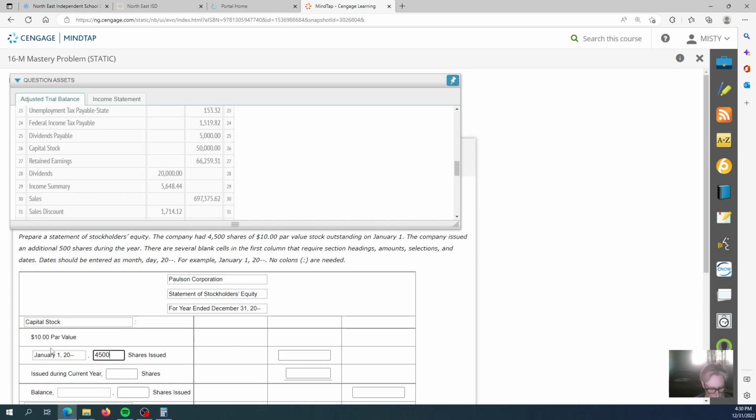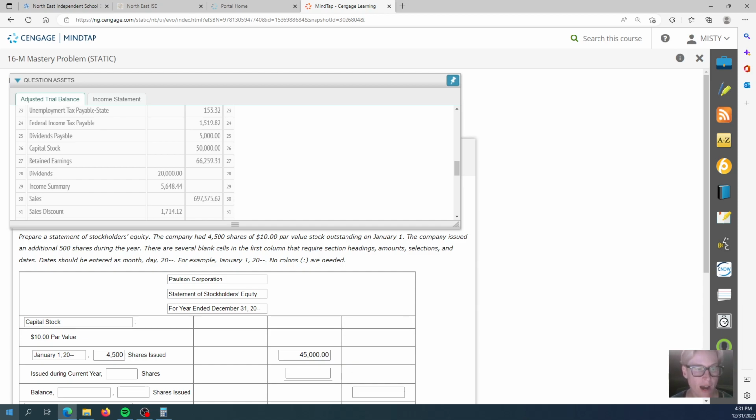And how many shares issued? 4,500. All right. Now, what is the value of that? We have 4,500 shares. They're each worth $10 a piece. So that's going to give us 45,000, right? For the value. Okay. That is the book value. That is not the market value, right? As we discussed, the market is completely different. It's a completely different animal.